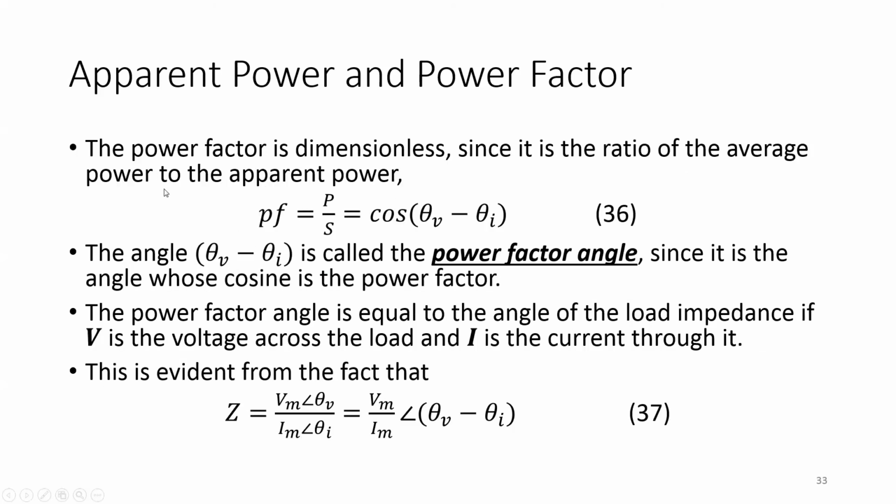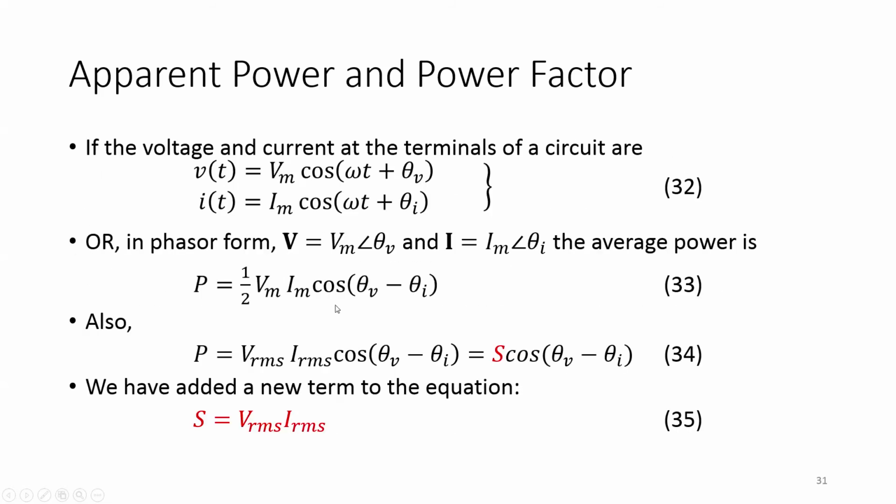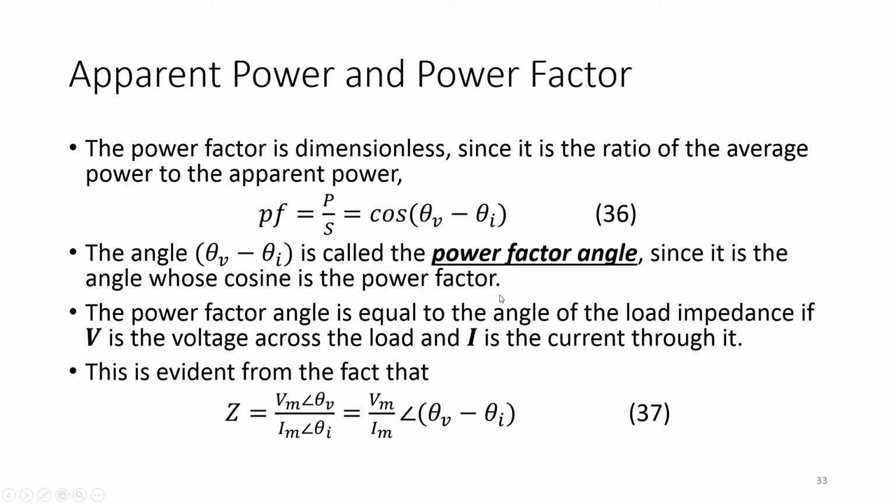So the next is the power factor. From our previous relationship on this slide, we can see that average power divided by the apparent power would be cos of theta v minus theta I, and it is known as power factor. Theta v minus theta I is the power factor angle, and because the cosine of any angle is positive, we can see that for the range of theta v and theta I, it cannot be negative.